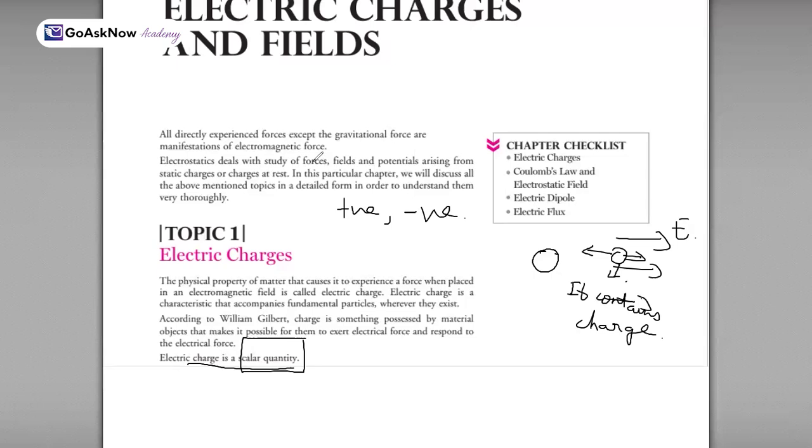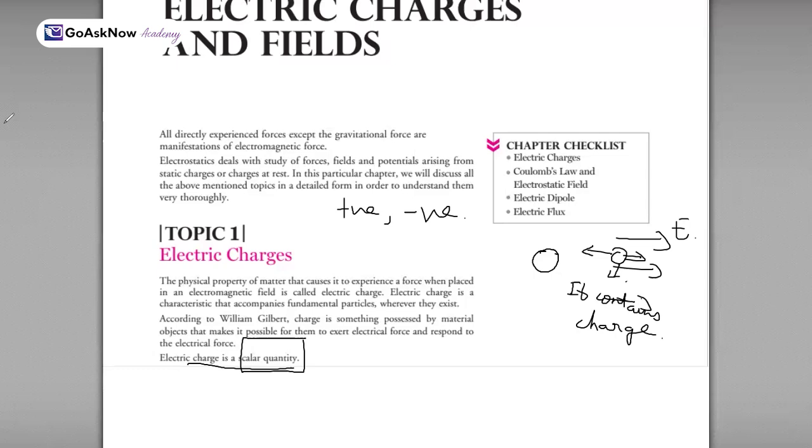Let's move further. I hope you got what electric charge is. It is a basic property of any material or particle, like mass is a basic property of any material. Similarly, we can say that charge is also a basic property of any material or particle, which allows it to experience an attractive or repulsive force when it is placed in an electric field.